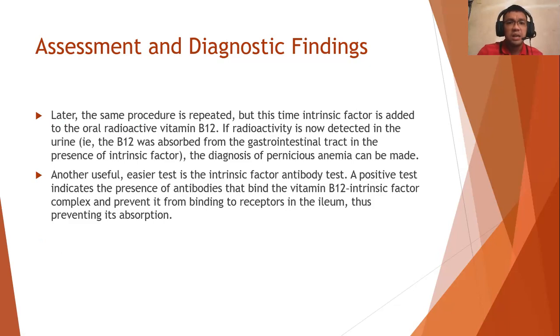Later, the same procedure is repeated, but this time intrinsic factor is added to the oral radioactive vitamin B12. If radioactivity is now detected in the urine because of the presence of that intrinsic factor, it means that B12 was absorbed from the GI in the presence of the intrinsic factor. The diagnosis of pernicious anemia can now be made.